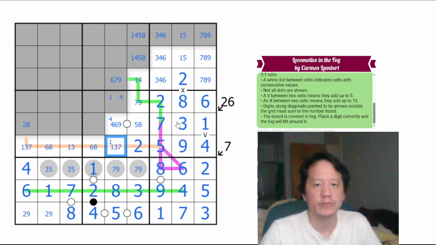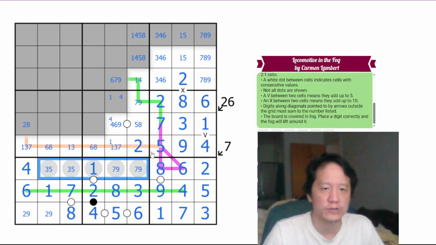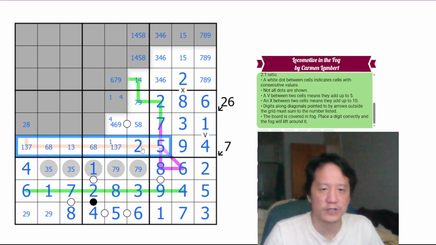So I see the locomotive. This is like the steam coming out of its stack. This is the train. These are the wheels. This is the engine, or the base part of the engine.